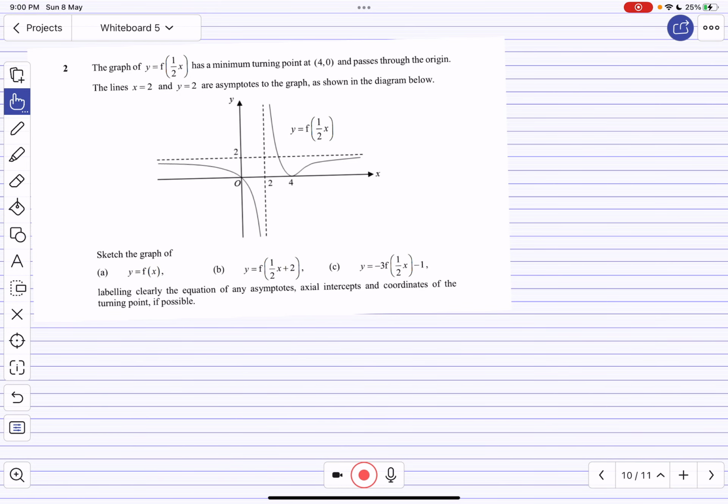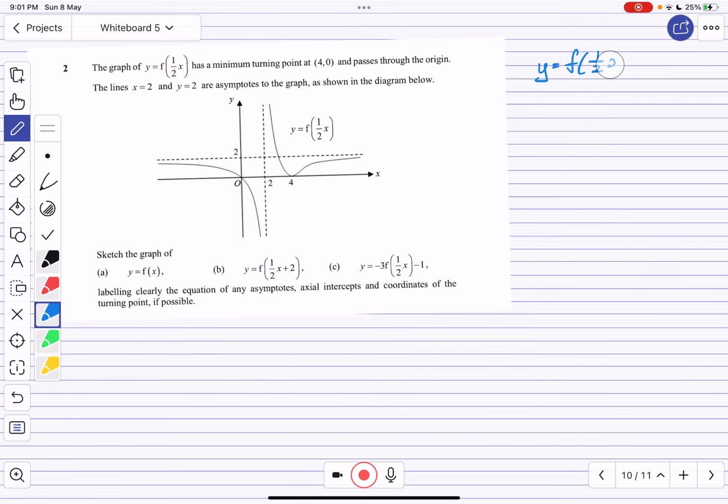So this video is for part B. Okay, so for part B here, if you have done part A, of course you can use the result of part A to help you with part B. Otherwise, I'm going to assume that I'm starting with the graph of y equals f of half x.